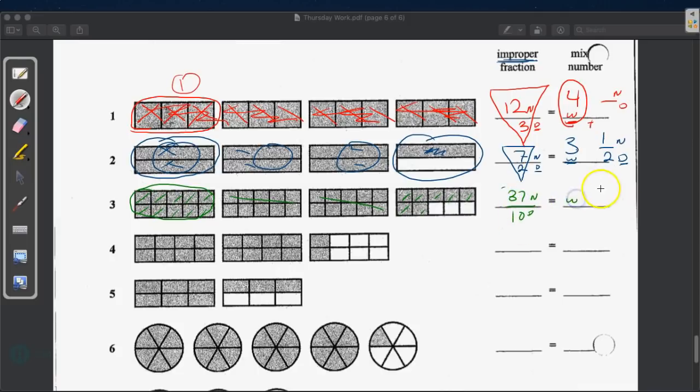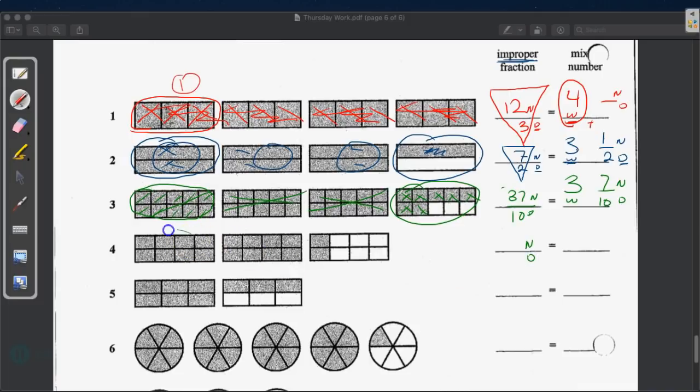Your mixed number, you have 1 whole group, 2, 3. You have 3 whole groups. Your denominator again is 10. And out of those 10 pieces, how many are shaded in? 1, 2, 3, 4, 5, 6, 7. There it is, 3 and 7 tenths.